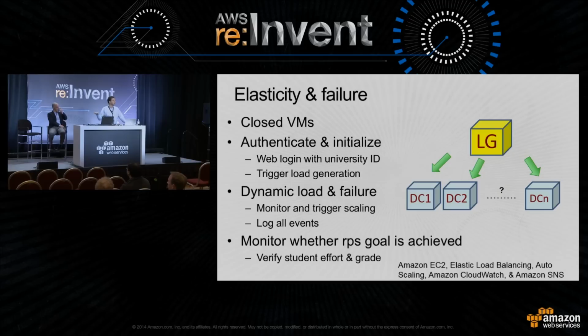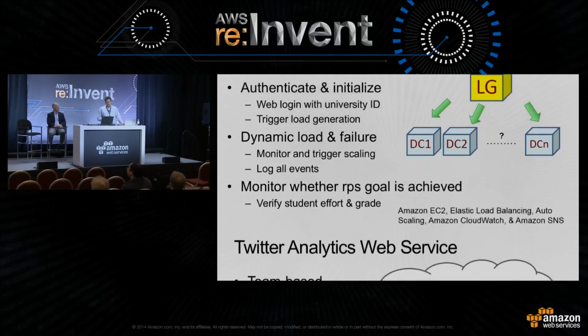And we log all events that the students do on all the machines. We know a lot as to what's happening per student when they are doing their work on these VMs. And we monitor whether they achieve the RPS goal. And that's what we use to grade them, and also that's what we use to dissuade them from cheating, because they know we're monitoring many things. And I'll talk about cheating in detail.